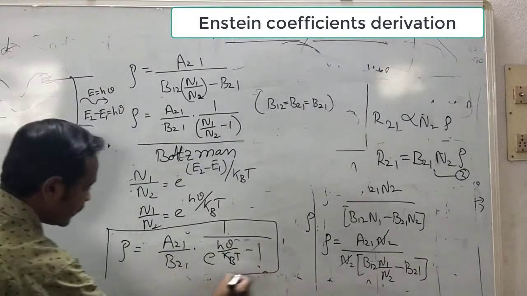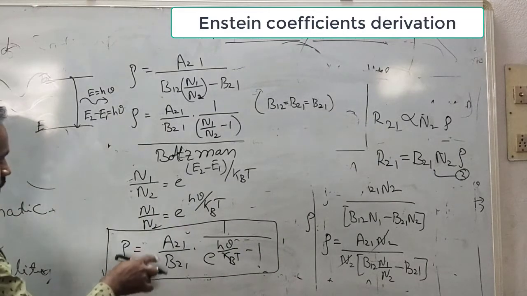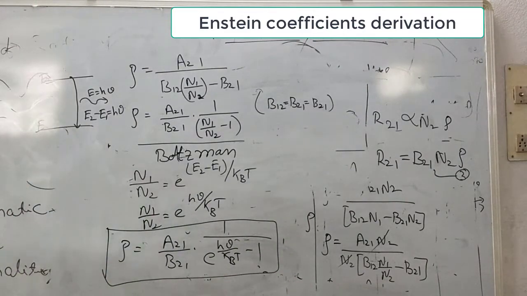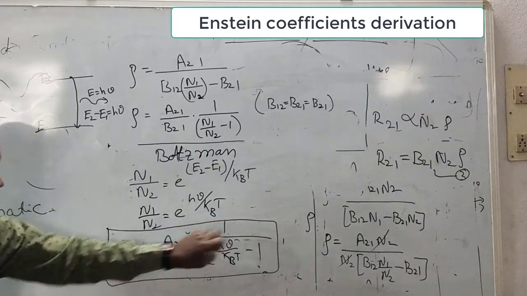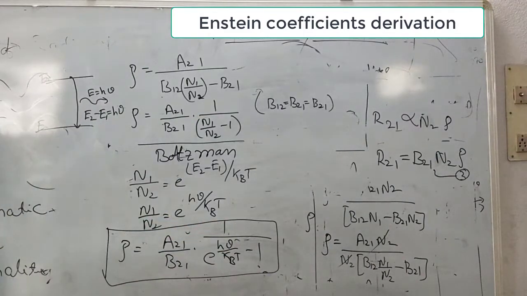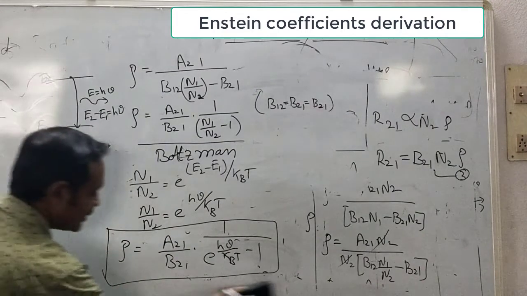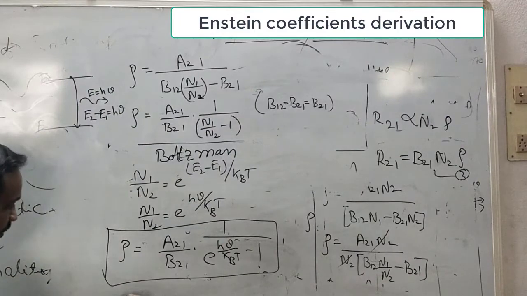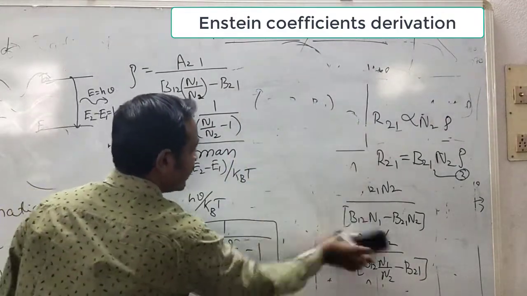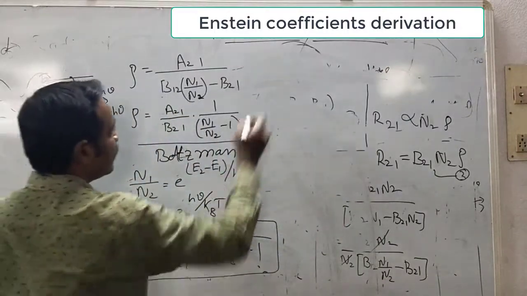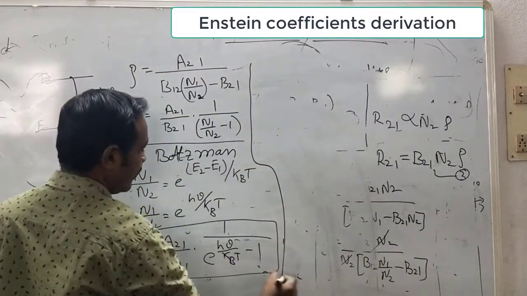Now what do you want, sir? Einstein coefficients means A21, B21 we have. We will compare, we don't know what A21, B21 are. Now we are getting something factor into A21, B21. Once again we will compare with Planck's radiation law. I will write it here, I will erase and write it here. Then Planck's radiation law, we will compare it.